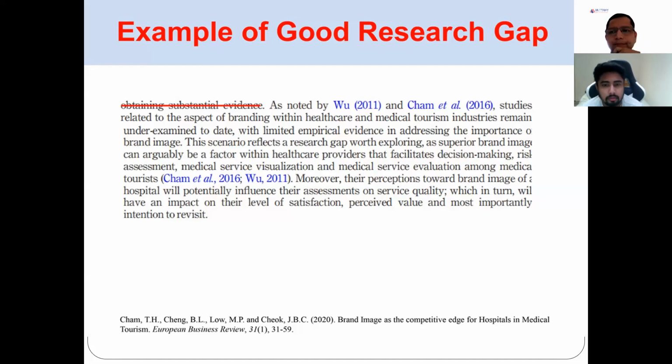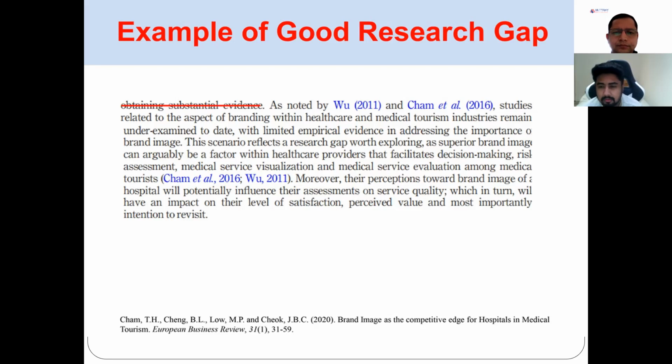Yeah. So, as noted by Wu, 2011, and Cham et al., studies related to the aspect of branding within healthcare and medical tourism industries remain under-examined to date. With limited empirical evidence in addressing the importance of brand image, the scenario reflects a research gap worth exploring. A superior brand image can arguably be a factor within healthcare providers that facilitates decision-making, risk assessment, medical service visualization, and medical service evaluation among medical tourists. Cham et al., 2016, Wu, 2011.